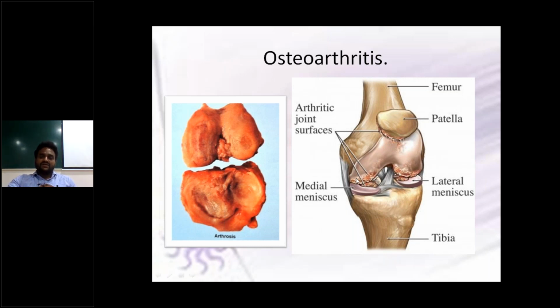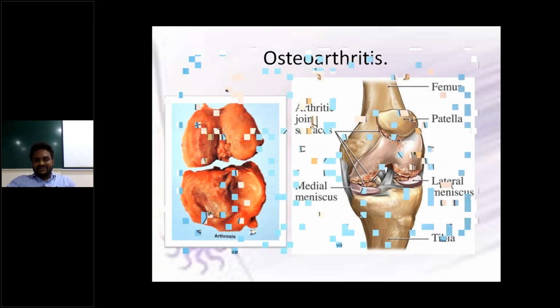You can see here in this picture osteoarthritis of the articular surfaces of the knee joint. So this is the most common in the knee joint. So what are the symptoms? There is a tremendous pain, and joints become stiff, unable to fold or move. There is no movement. So pain with the stiffness of the joint. These are the main symptoms of osteoarthritis.